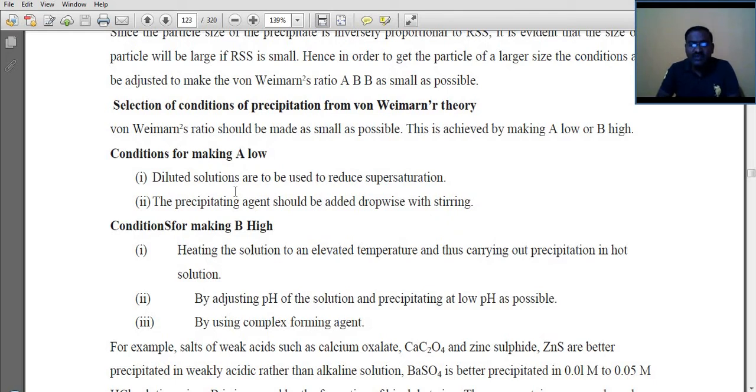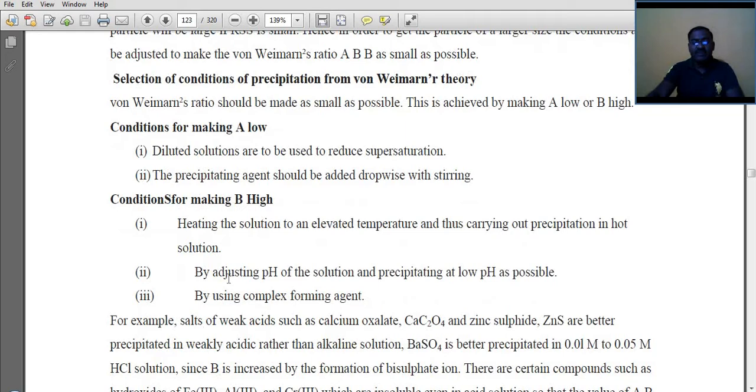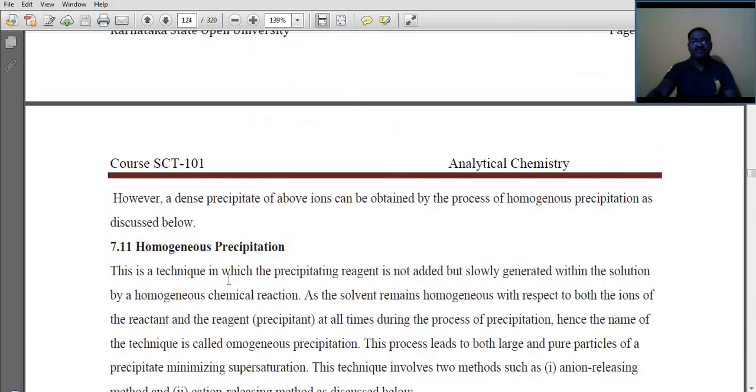The conditions for making S high: heating the solution to an elevated temperature and thus carrying out precipitation in hot solution, adjusting the pH of the solution and precipitating at as low a pH as possible, and using a complex forming agent. These are all the examples regarding that.